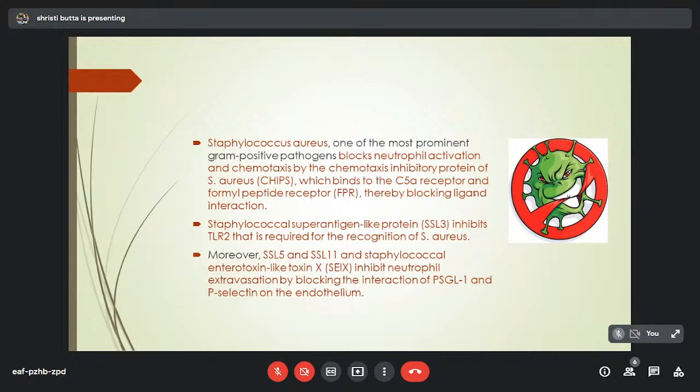In addition, SSL5 and SSL11, as well as the staphylococcal enterotoxins, inhibit the neutrophil extravasation by again blocking the P-selectin ligands expressed on the surface of the endothelium. Again, remember, blocking the rolling.